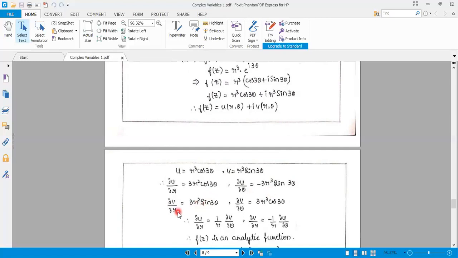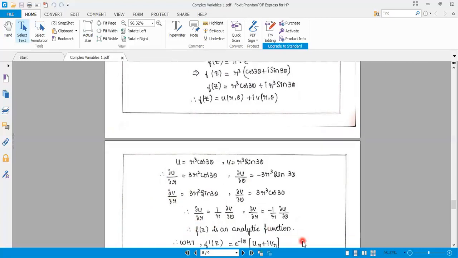Similarly, differentiate v with respect to r. So it is 3r² sin 3θ. Differentiate v with respect to θ. So it is, sorry, 3r³ cos 3θ. Now, from this, we can conclude that ∂u/∂r = (1/r) ∂v/∂θ, and also ∂v/∂r = −(1/r) ∂u/∂θ. Hence, the CR equations are verified. Therefore, the given function is analytic.